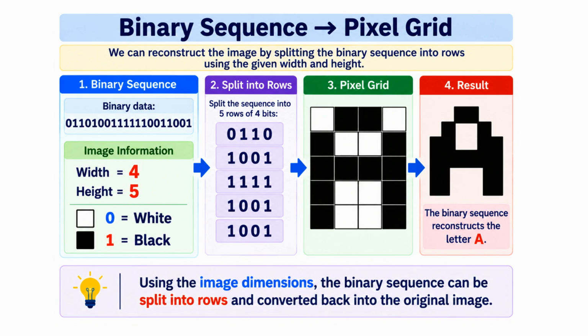Next, we convert each 0 into a white pixel and each 1 into a black pixel. When all the pixels are placed in their correct positions, the image is reconstructed, and the final pattern forms the letter A. So remember, the image dimensions tell us how to split the binary sequence and rebuild the correct pixel grid.